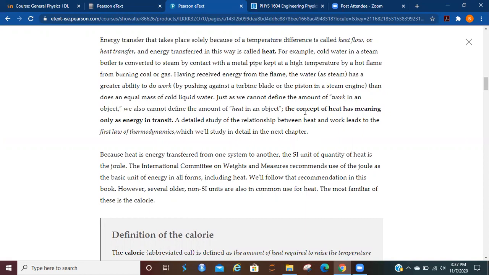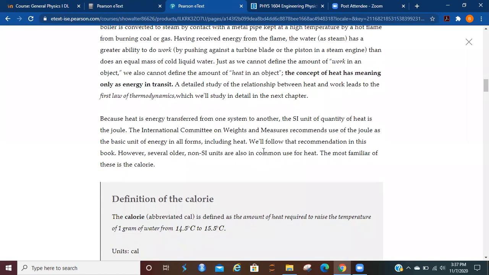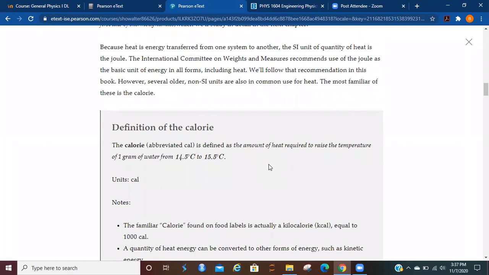So a detailed study of the relationship between heat and work leads to the first law of thermodynamics, which we're going to get into in chapter 15. Because heat is energy transferred from one system to another, the SI unit of quantity of heat is going to be the joule. The International Committee on Weights and Measures recommends use of the joule as a basic unit of energy in all forms, including heat. We'll follow that recommendation in this book.